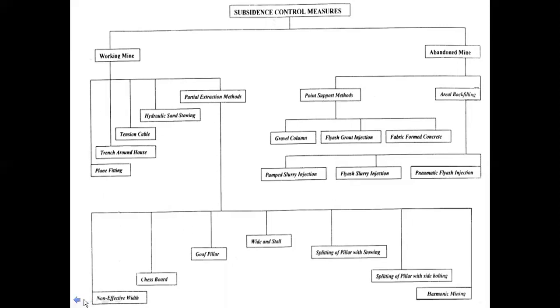Look here, in partial extraction method, the first one is NEW. This is very important, guys. I felt this is one of the important topics. Non-effective width, NEW. We'll be discussing it in detail in the coming slides. NEW is nothing but the width of extraction chosen in such a way that, because of that particular excavation, the amount of subsidence on the surface should be minimum. That judicious selection of the width of extraction is known as the non-effective width.